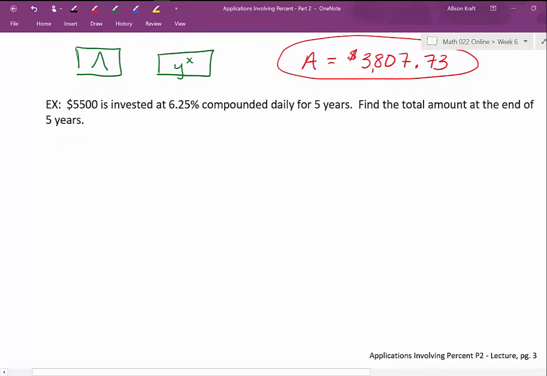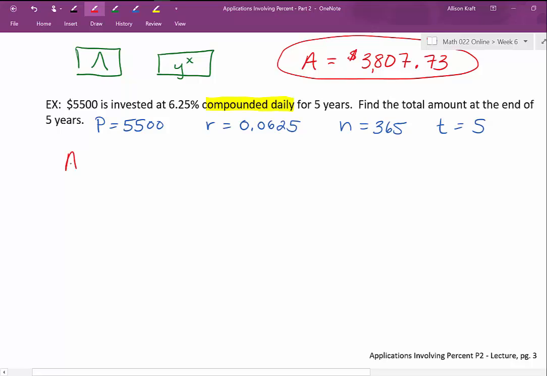In this example, $5,500 is invested at 6.25% compounded daily for 5 years. Find the total amount at the end of 5 years. Our principal amount is $5,500. Our interest rate written as a decimal is 0.0625. Since we are compounding daily, our N is going to be 365, since there's 365 days in a year. And then our time is 5 years.